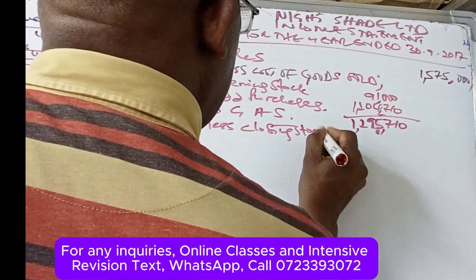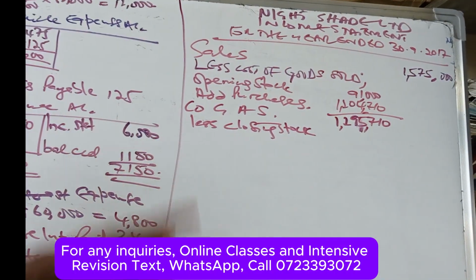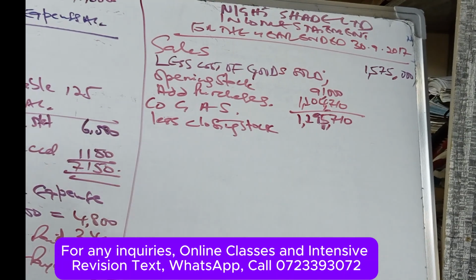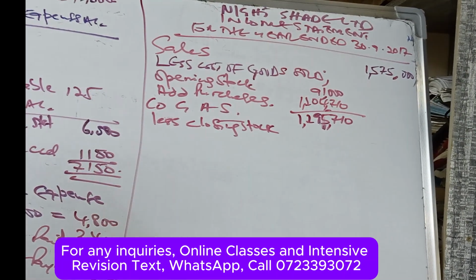I want to repeat again. Even when you are doing your workings, never write COGAS. Always write in full: cost of goods available for sale. I'm doing that because I don't have space.